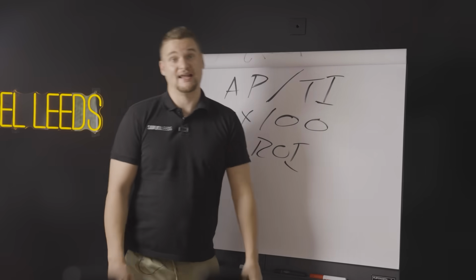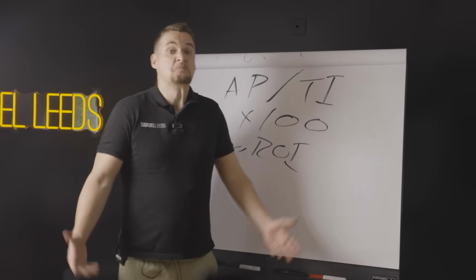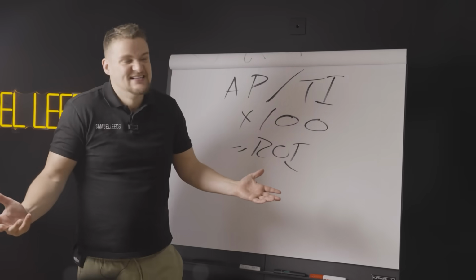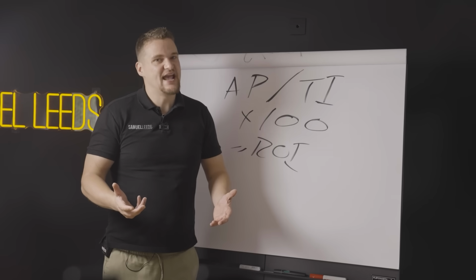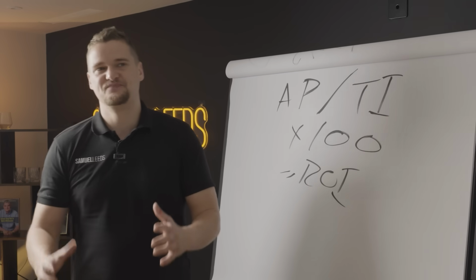Now, how much rent are you gonna get on a 100 grand house in Stoke-on-Trent? Not a lot. You're probably gonna get, what, £600-700? I can't see you getting much more than £700. So that's gonna be quite low.